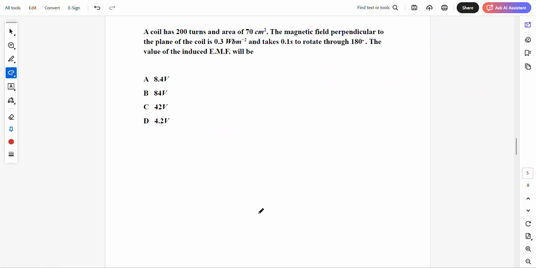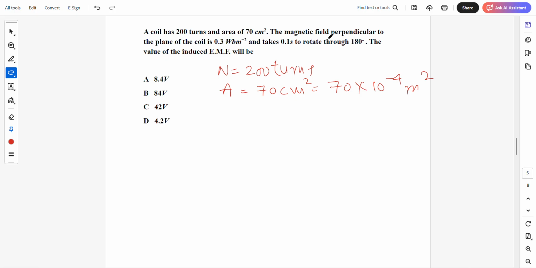Next one, Appa. A coil has how many turns? 200 turns. Okay, and the area is given. Area is how much, Appa? 70 centimeters square is given. That is nothing but 70 into 10 power of minus 4, converted into SI units.